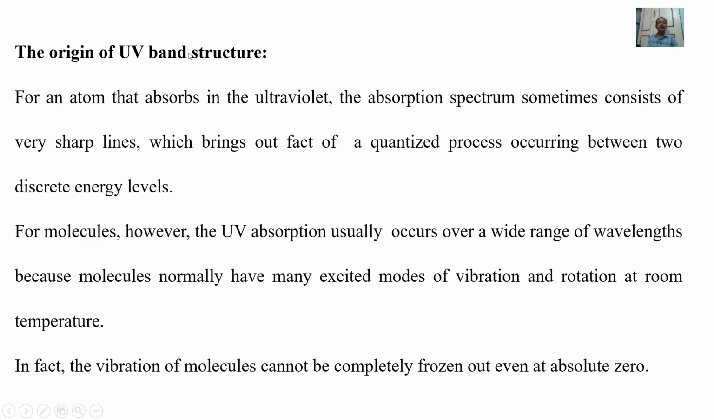The origin of UV band structure. For an atom that absorbs in the ultraviolet, the absorption spectrum sometimes consists of very sharp lines, which brings out the fact of a quantized process occurring between two discrete energy levels.